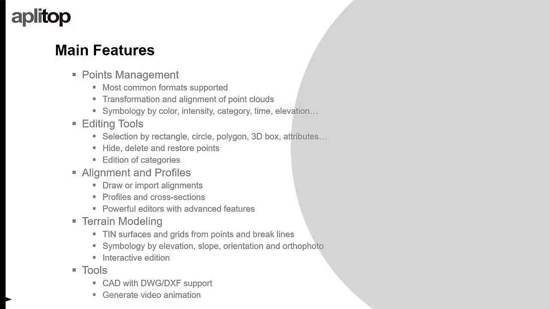We also generate profiles as MDT point cloud does, and we can import or draw alignments. We can generate profiles and cross sections using those alignments, and we have developed powerful editors with many features to work with alignments. In the same way, we offer many tools to work with surfaces and grids. We can edit grids in different ways, and also render these grids on the screen in different manners, so the user can appreciate the generated grid.